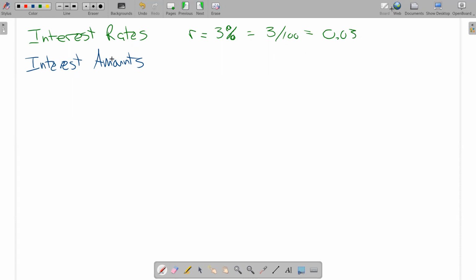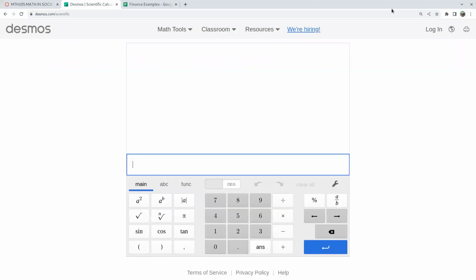An interest amount is found by multiplying a rate by some dollar amount, since we're talking about finance, but you can have rates based on other things. So maybe I start with $1,000 and I want to know what 3% of that is. So I would just multiply by the decimal or fraction version of that, and I should find that that is equal to $30. And let's check that on a calculator.